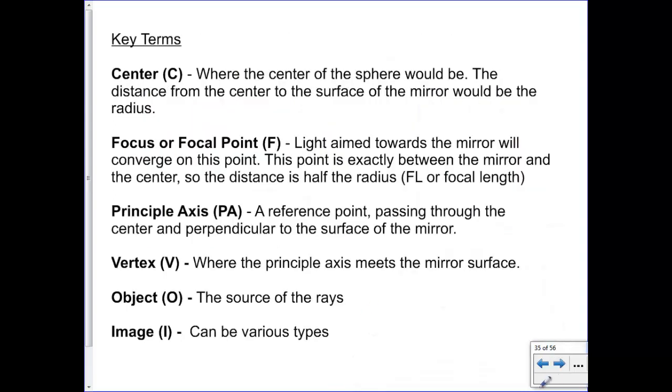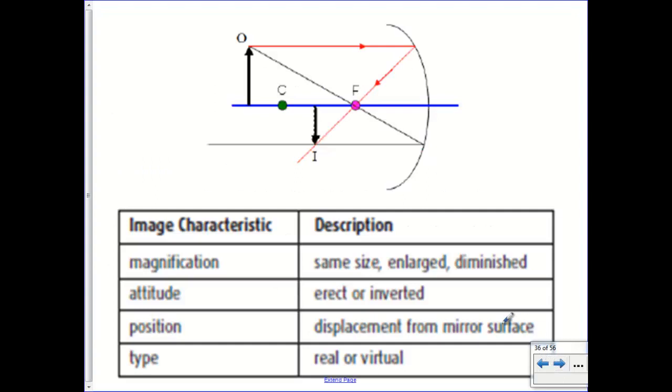Okay, more terms. A lot of terms. You know what? I'm just going to go to the diagrams and I'll come back to these ones here. Okay. All concave or convex mirrors are going to have what's called a focal point. And the focal point is going to be half of the radius.